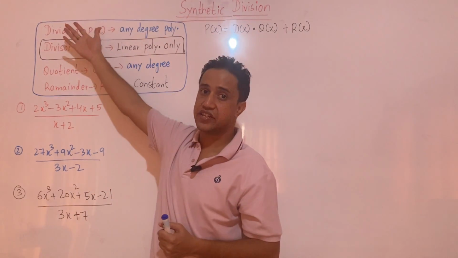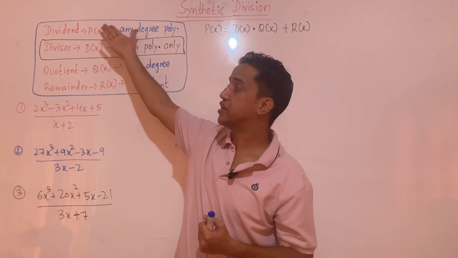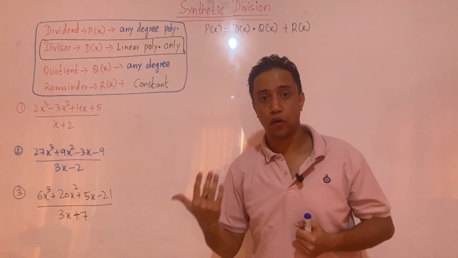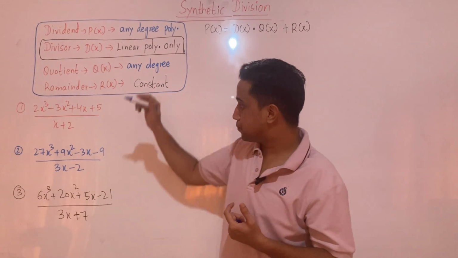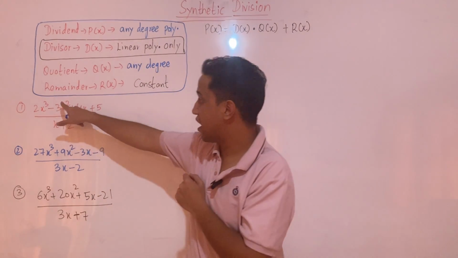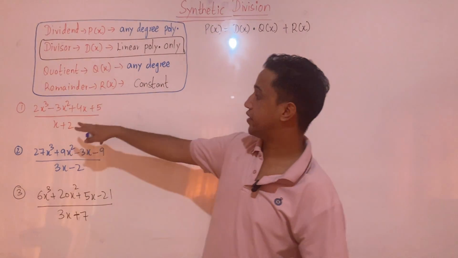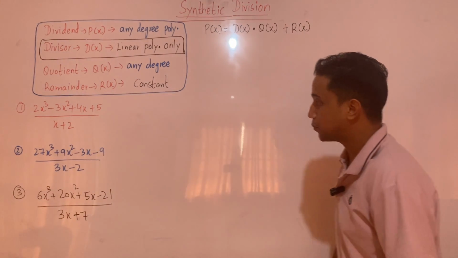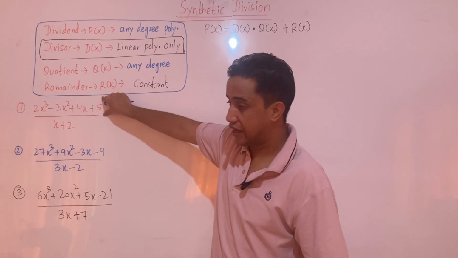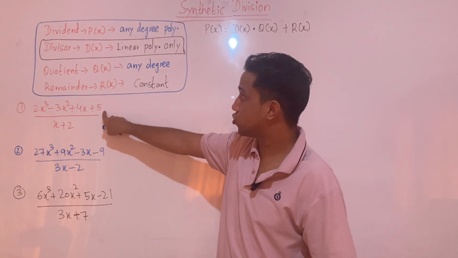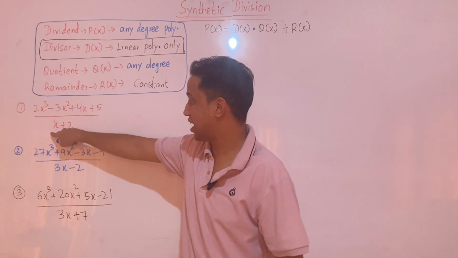In synthetic division, the dividend is a polynomial, and the divisor is a polynomial too. It looks like this. Here I have an example: 2x cubed minus 3x squared plus 4x plus 5 divided by x plus 2. In this question, the expression written above is the dividend, so this is going to be p(x), and this polynomial is going to be the divisor.